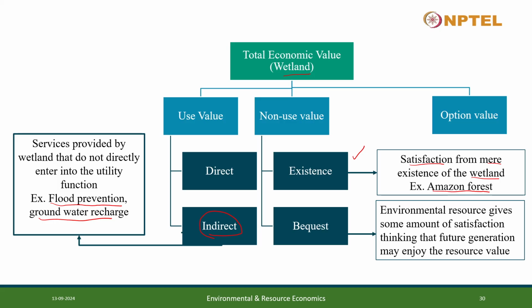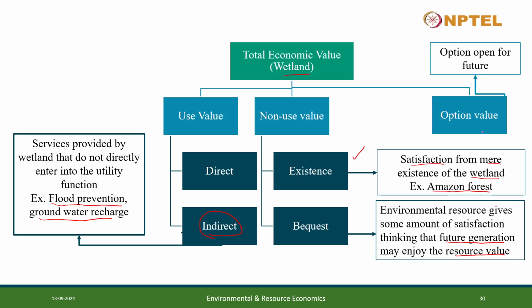Now, bequest value. In bequest value, the environmental resources give some amount of satisfaction, thinking that your future generation may enjoy the resource value. Let's say that there is clean water somewhere, or there is a forest somewhere. Just while thinking that there is some beautiful forest somewhere, or there are some natural reserves, you think that it might be of big value to your future generation. In such cases, it is called bequest value. So there is no direct use, but there is some satisfaction for your future generation.